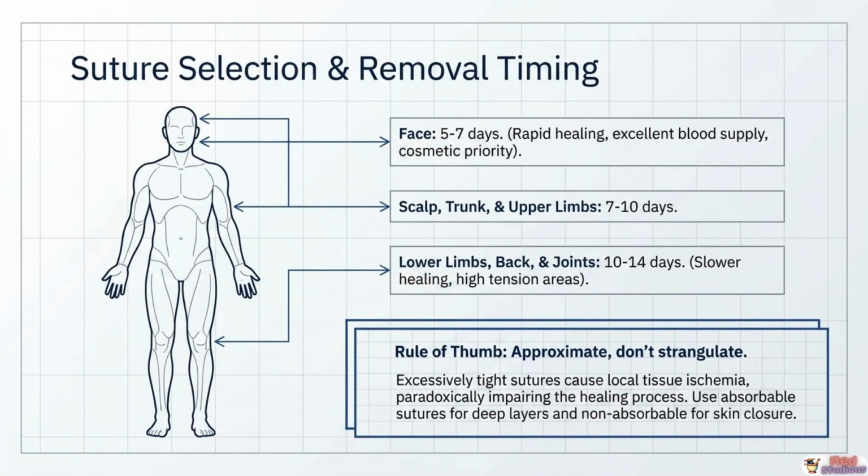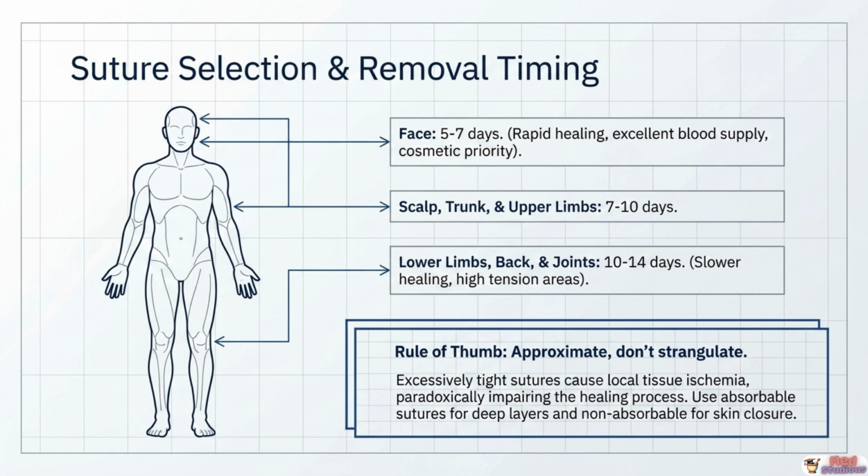The practical execution of primary wound closure requires knowledge of suture material selection and region-specific removal timing, both of which appear in clinical vignette questions. The fundamental rule of suturing is approximate, do not strangulate. The purpose of a suture is to bring wound edges into contact, allowing healing to occur. It is not to compress the tissue.